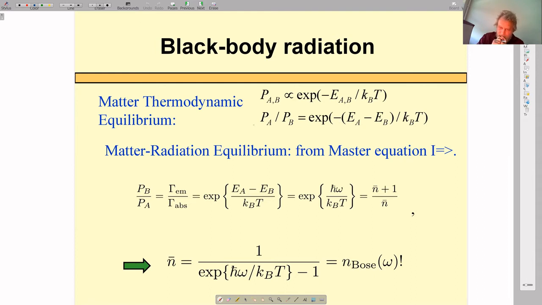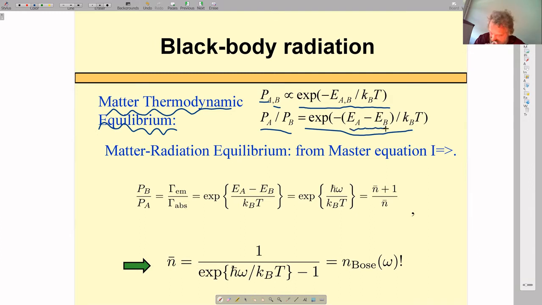Good. So let us assume that matter is in thermodynamic equilibrium. What does it mean? It means that the probabilities to be in these two states are fixed by the Boltzmann distribution. So they don't depend on anything but energy and temperature. Fine. Well, we don't know what these probabilities are, but we can compute the ratio of these probabilities immediately, right? So there will be just a ratio of filling factors, and the ratio will depend on the energy difference between these two states.